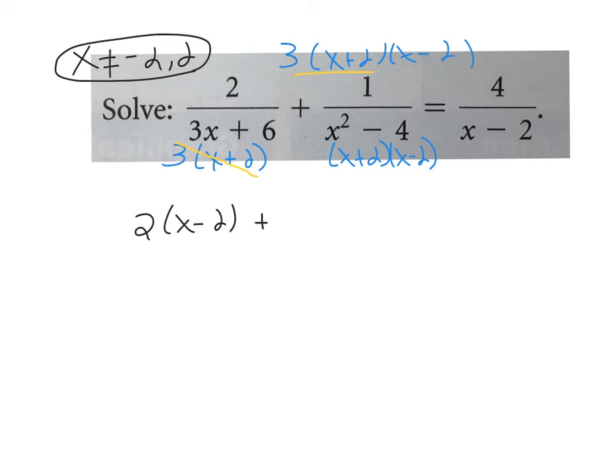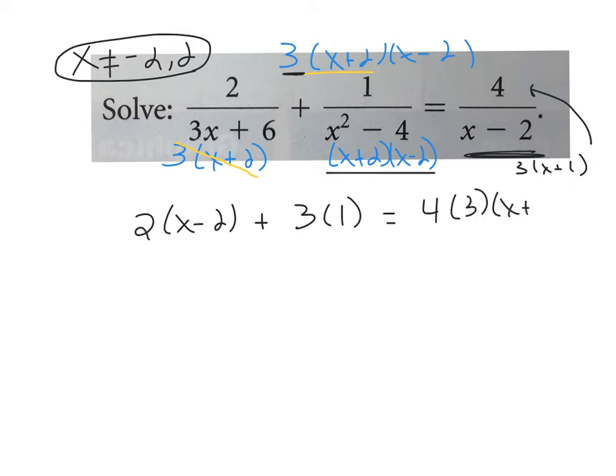Basically, whatever their denominator is missing from your LCD, that's what you multiply your numerator by. Like this second one, it has the x plus 2 and x minus 2, but it doesn't have the 3. So I'm going to multiply the 3 times the 1. My last one, this denominator doesn't have a 3 or the x plus 2. So I'm going to apply that times the 4. So I'm doing 4 times 3 times x plus 2 because that's what it was missing, or it cancels. Either way you want to think about that, it's good.